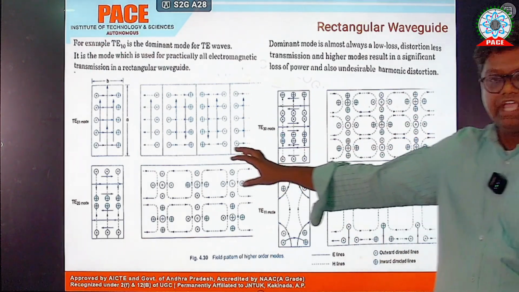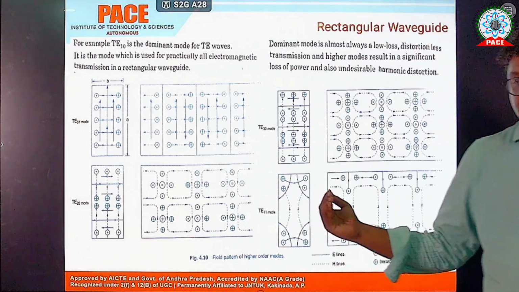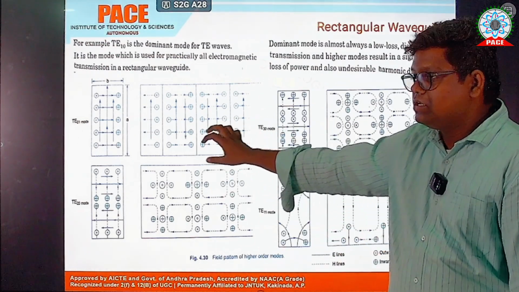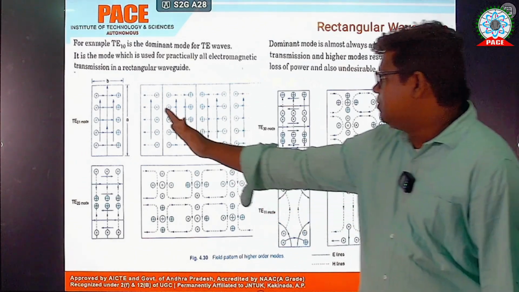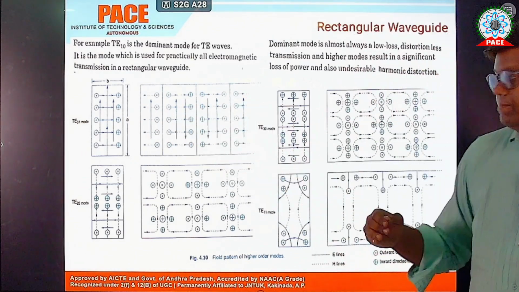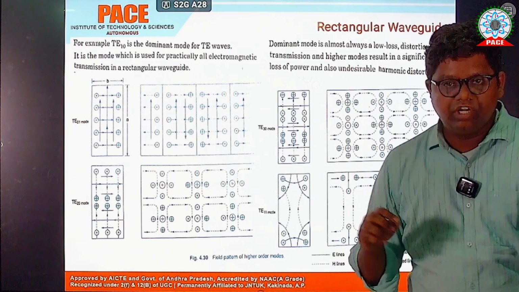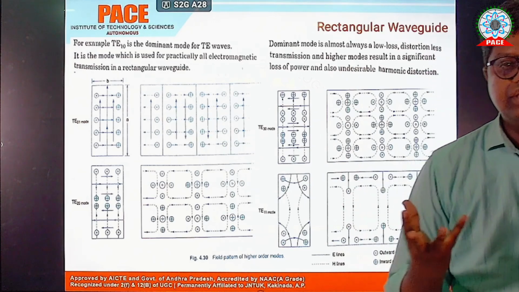These patterns have been taken from the textbook. What happens here is a current distribution, an electric field vector will be moving here and there, whereas the magnetic field vectors will disturb the scenario.